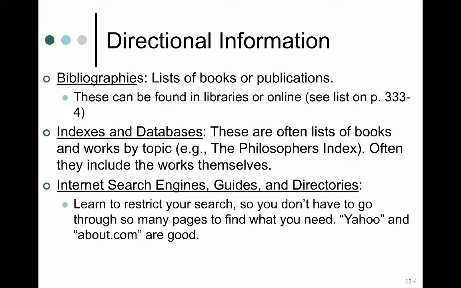Well, there are lots of online bibliographies, which are lists of books or other publications. CSN's online card catalog is one of these. There are also indexes and databases, many of which are available through the CSN library, and our librarian will show you how to access those. And of course, internet search engines such as Google, Yahoo, Ask.com, Bing, and others.